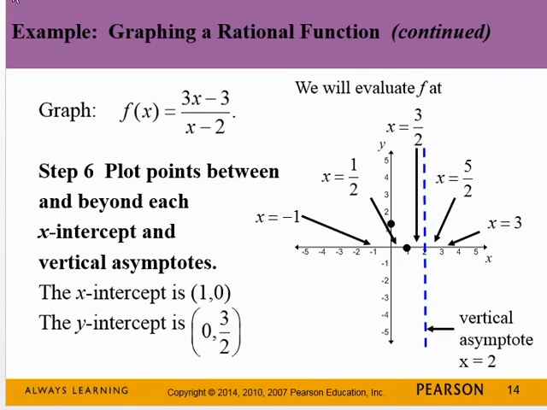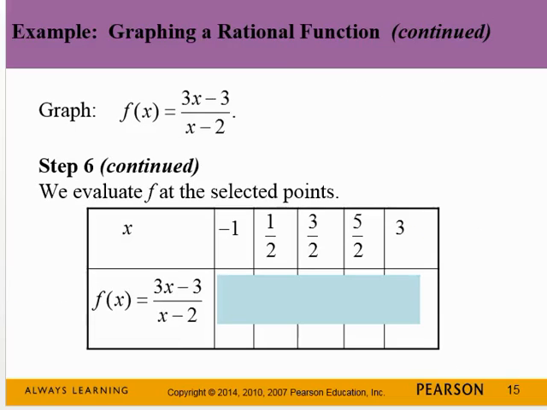So, step 6, so we drew our points and plugged in our parts. Now, you have step 6 that says plot points between and beyond each x-intercept and vertical asymptote. This means we're going to pick points between and beyond each x-intercept and vertical asymptote to see what our graph does. So, I picked out points for you. So we're going to evaluate when x equals negative 1, 1 half, 3 halves, 5 halves, and then 3. So I'm going to have you pause the video and work on it, and then we'll go over what the answer is.